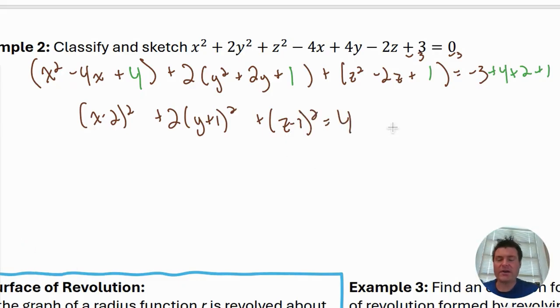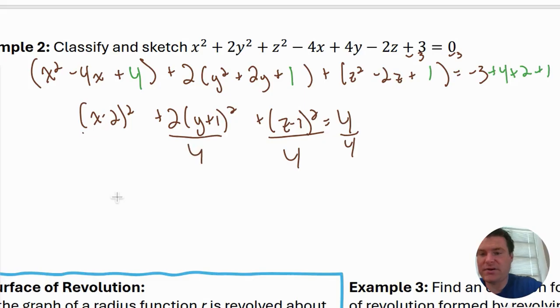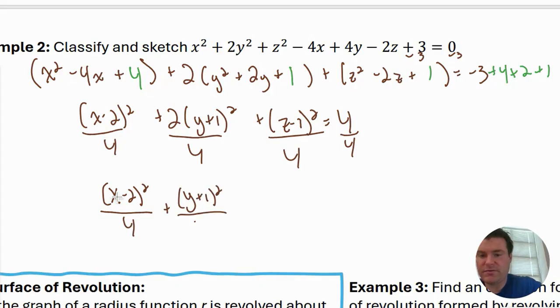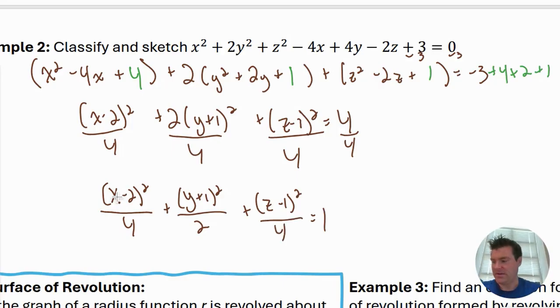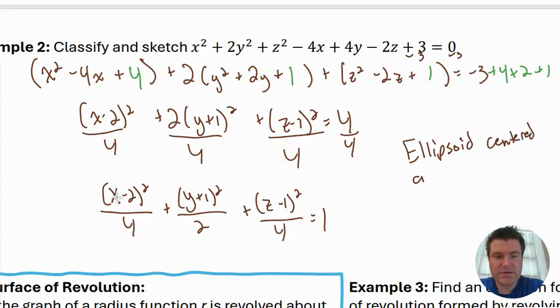And so everything's squared here. This is clearly going to be an ellipsoid centered at 2, -1, 1. Let's find out what this looks like in each direction by dividing everything by 4. I get x minus 2 squared over 4 plus y plus 1 squared over 2 plus z minus 1 squared over 4 equals 1. So this is an ellipsoid centered at 2, -1, 1.